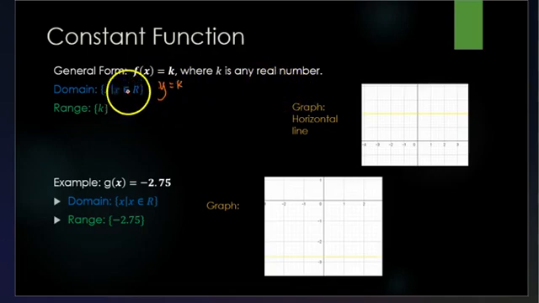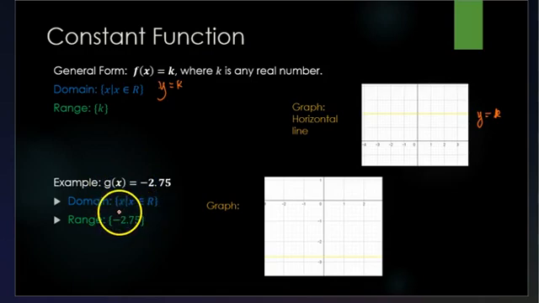The domain, if you notice, there's no x in the equation, so that means x can be assigned any real number, hence the domain would be all real numbers, and the resulting value of y, which is our range, is a value k. So the graph is a horizontal line at y equals k. This is an example of a constant function.